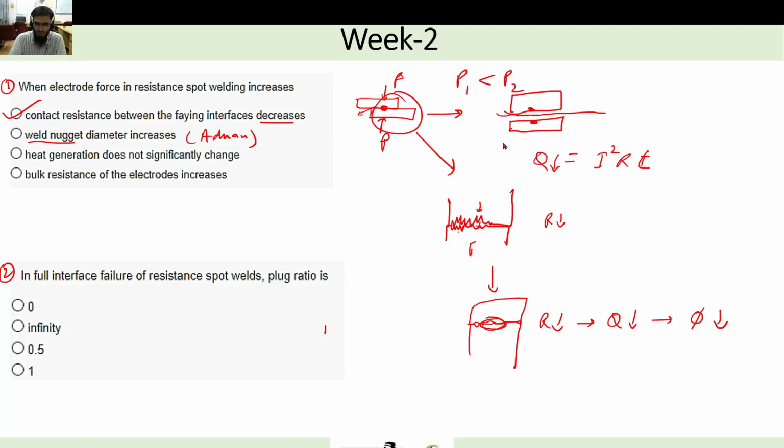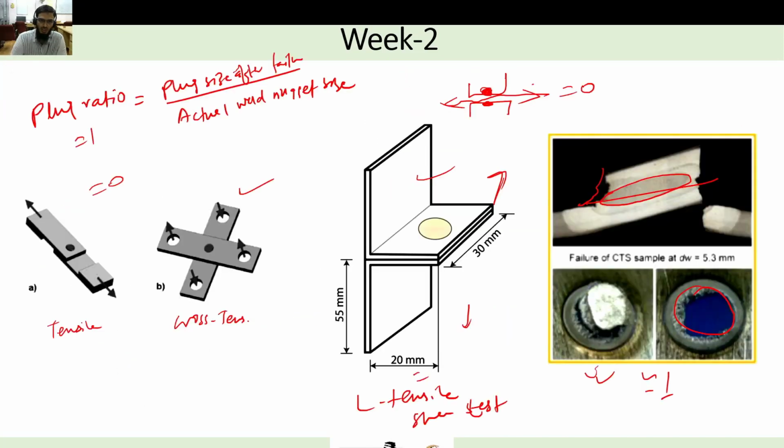Just now I told you about the plug ratio formula: if your weld itself fails completely, then the plug ratio will be 0. Means your purpose is lost, your weld itself got failed. In the formula itself, you see plug size after weld and actual weld nugget size. Whatever nugget size is formed, after this cross tension test or L tensile test, if the weld itself broke, then the plug size becomes 0, then the plug ratio will become 0.